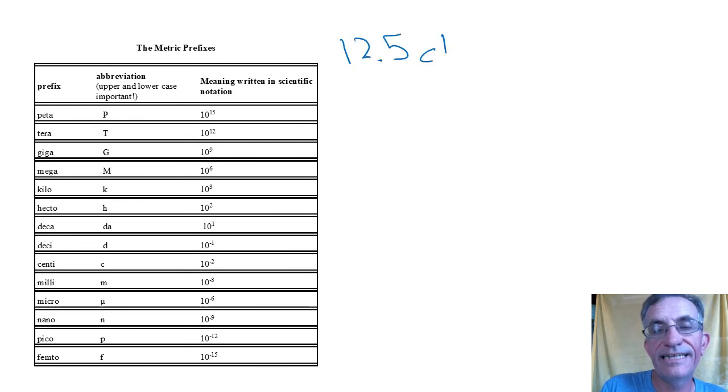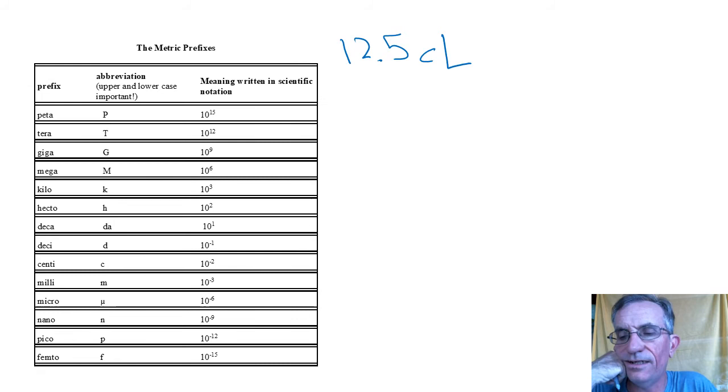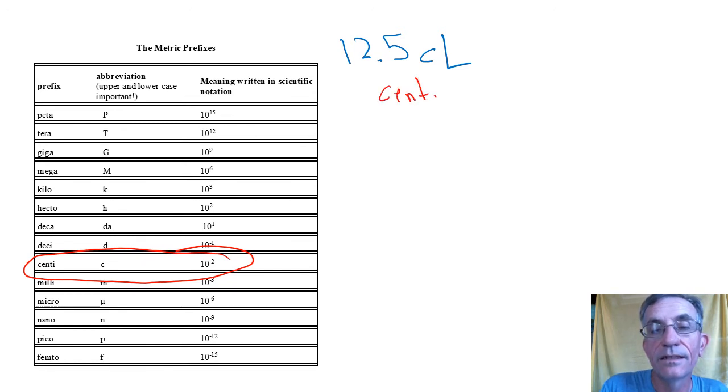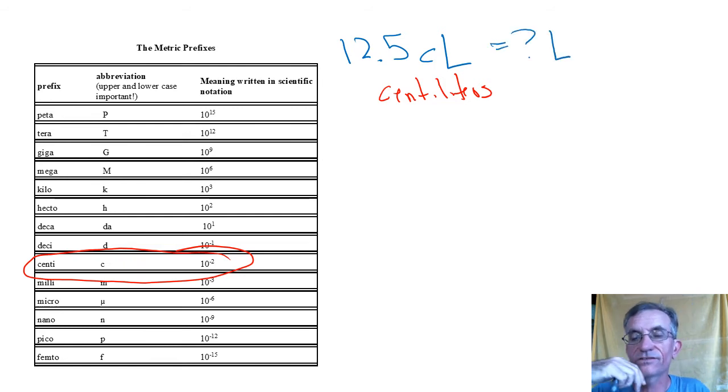12.5 cL. Now that's actually a unit I saw when I was traveling around Europe. I never see that in the US, but I've seen it in Europe. cL, what would cL be? C is the prefix. Oh, c stands for centi. So it's 12.5 centiliters. And let's say I wanted you to convert for me to regular liters. So let's go from centiliters to liters.